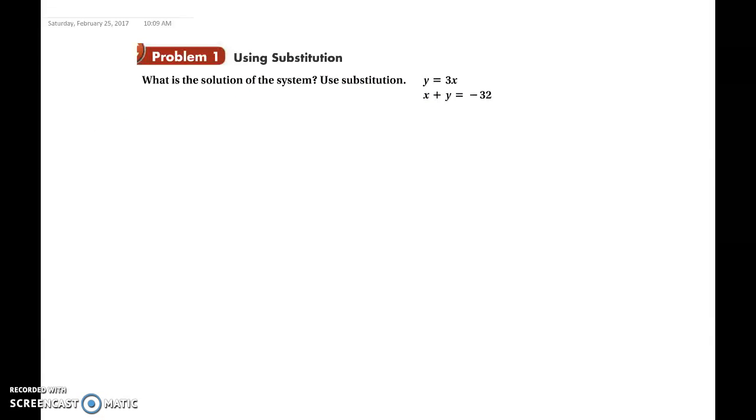The first problem we're going to do is: what is the solution of the system? They said specifically to use substitution. When we use substitution, we want to see whether one of our variables is already set equal to something, or whether we can quickly and easily solve for a variable. In this case we have y is equal to 3x. So wherever I see y, I can substitute 3x for it in the other equation because I know they're equal to each other. So instead of x plus y is equal to negative 32, I can write x plus 3x is equal to negative 32.